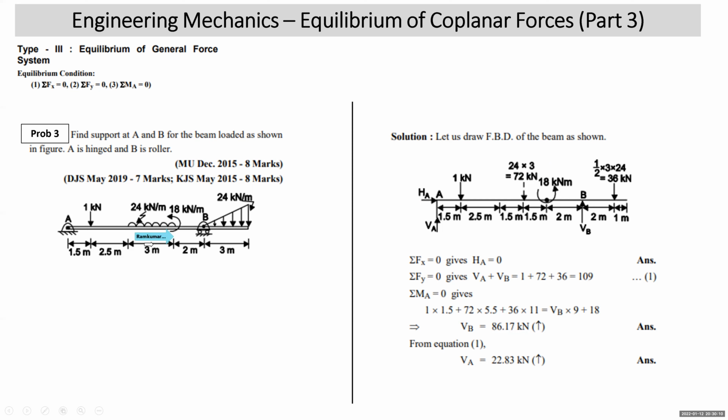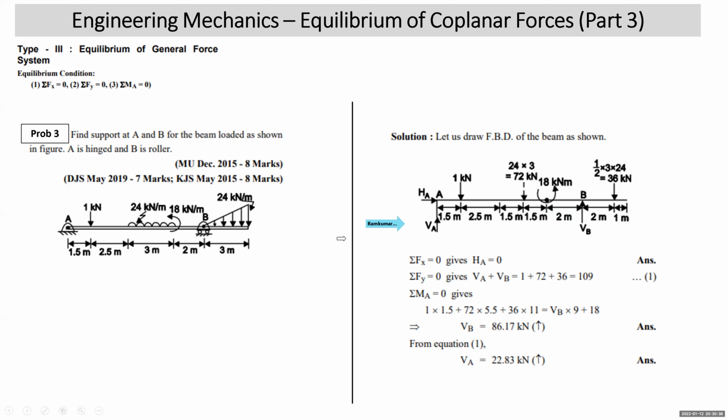Then at B, you have a roller. This roller will exert a vertical reaction as it is resting on a horizontal plane. Then this triangular load, arrows are downward, so the equivalent point load will be downward. What is the area of this triangle? Half into base into height, half into 3 into 24. That comes to 36 kilonewton, acting 1 meter from the right side and 2 meter from the left. So this way my free body diagram is ready.